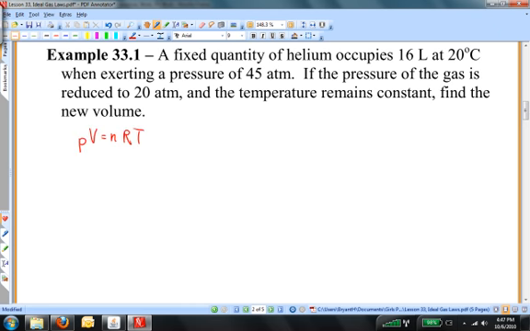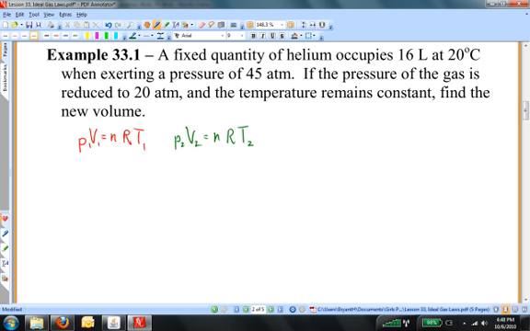And I'm going to recognize that I have 2 states here that we're looking at. There's an initial set of conditions and there's a final set of conditions. I'm going to call the initial conditions conditions 1 and the final conditions conditions 2. So I'm going to put subscripts beside the ideal gas law, and I'm going to write the ideal gas law a second time with a different set of subscripts.